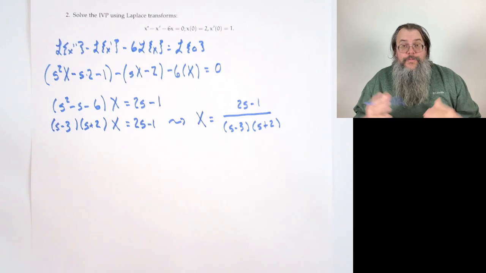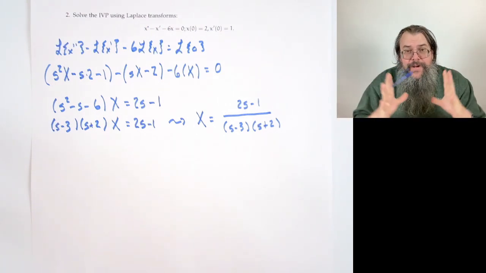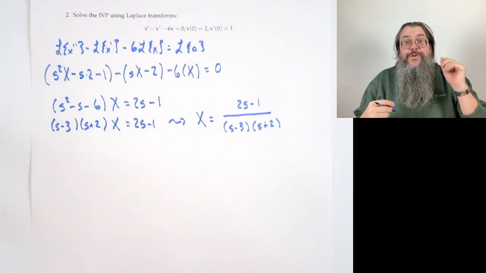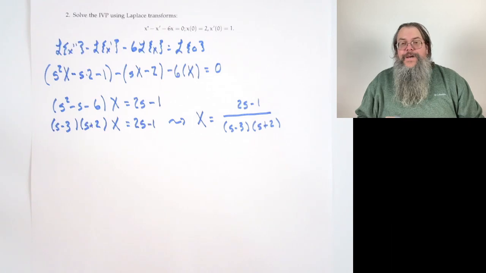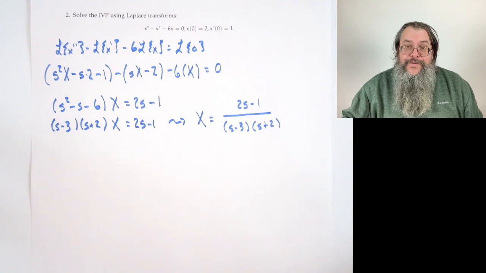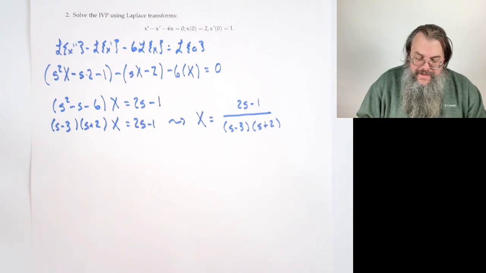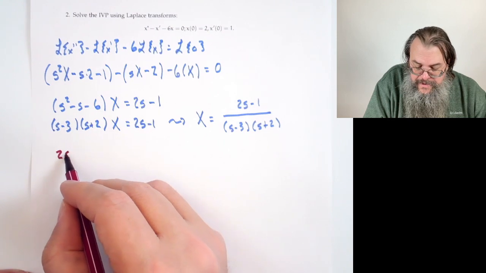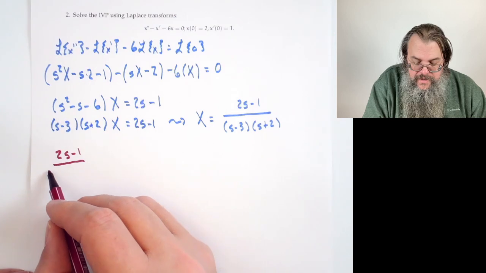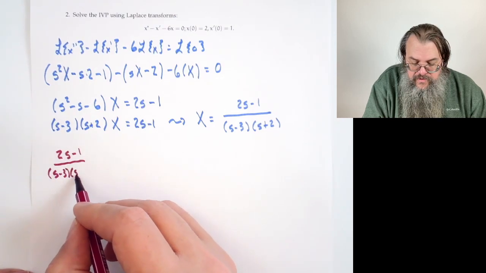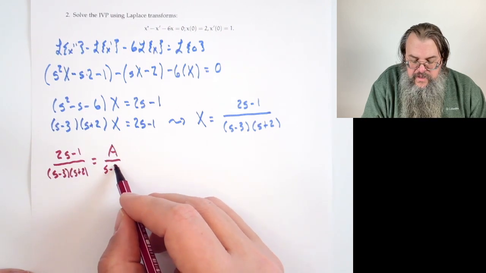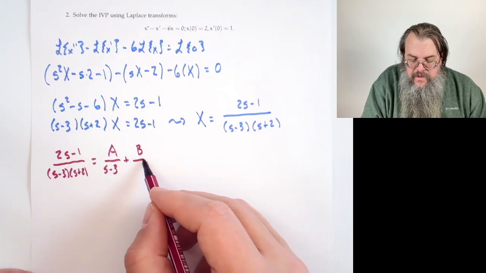Okay, at this stage, we've solved for x, and now we're preparing to take the inverse Laplace transform, which comes down to rewriting. And yet again, partial fractions are coming in. We should anticipate partial fractions will frequently show up. Not on every problem, but on a non-trivial number of them. So (2s minus 1) over (s minus 3) times (s plus 2) is something over s minus 3 plus something over s plus 2.